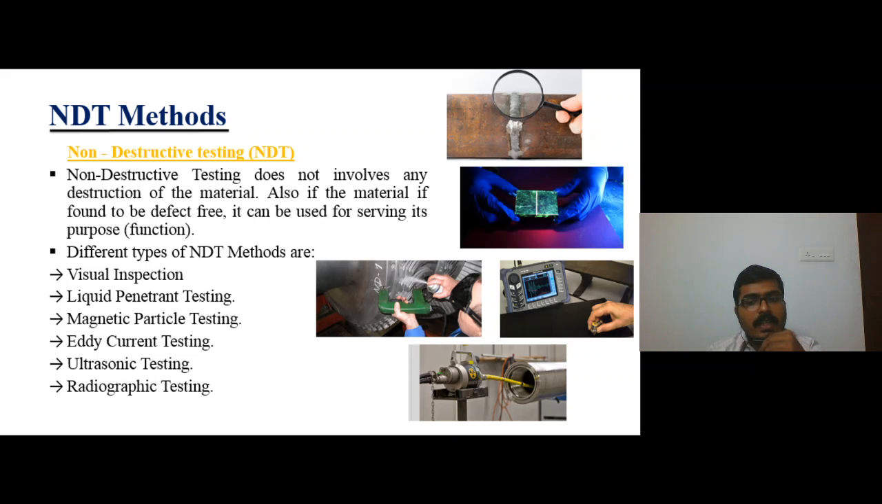Again, ultrasonic testing. Ultrasonics are sound waves having a frequency greater than 20 kilohertz. These sound waves are not audible to a human ear, but there are certain animals which can hear them, and by using the source of these ultrasonics, that is sound energy, we can identify defects. Again, radiographic testing, where by use of x-rays we can identify the defects in a particular material. So these are the basic testing methods which come under NDT methods.